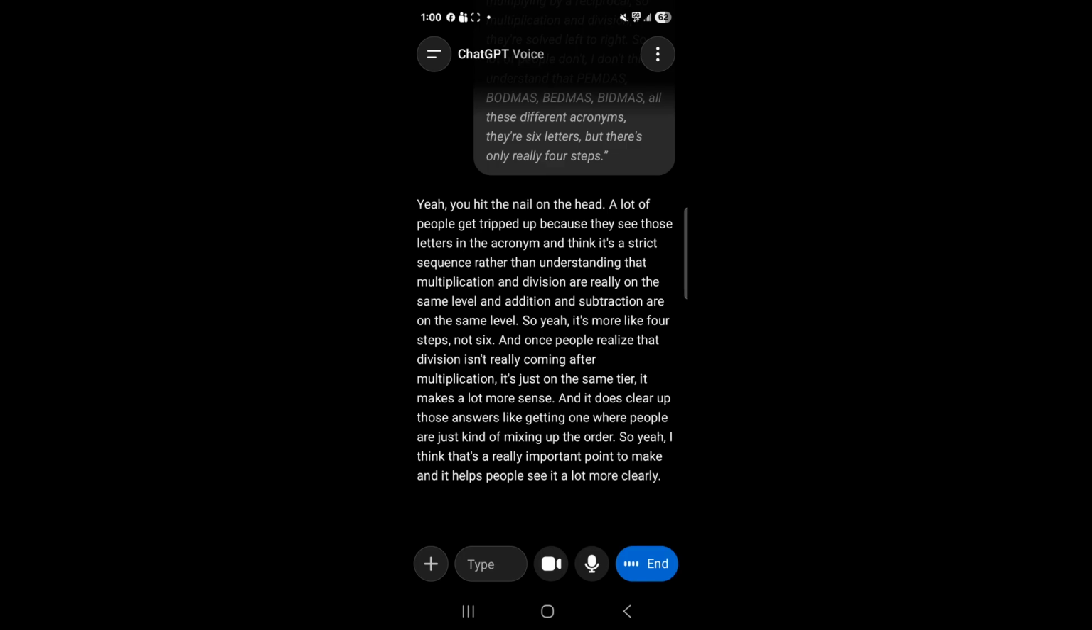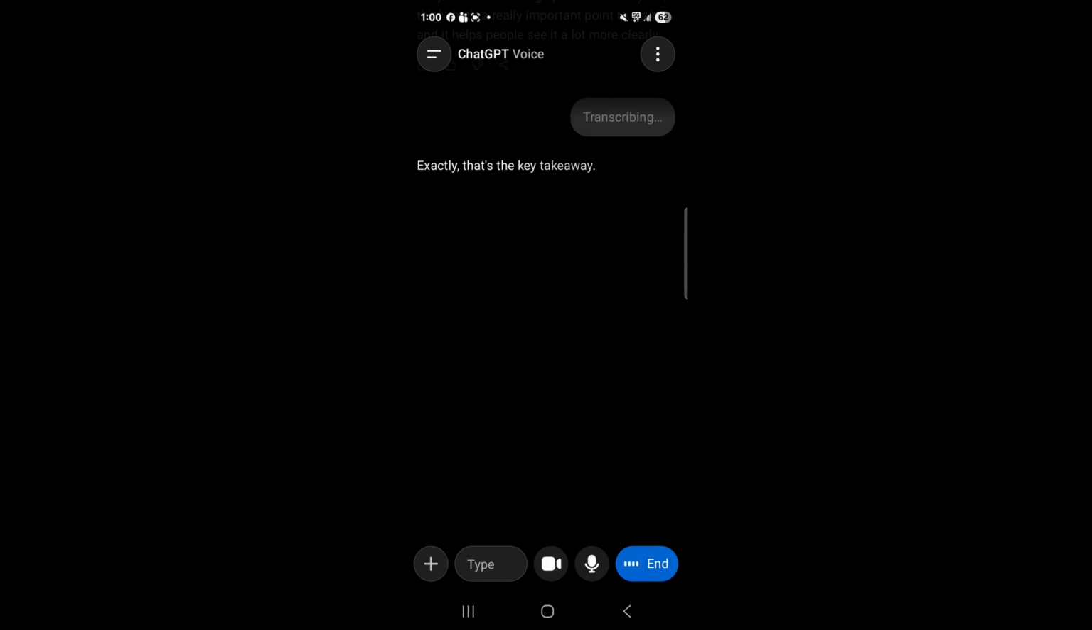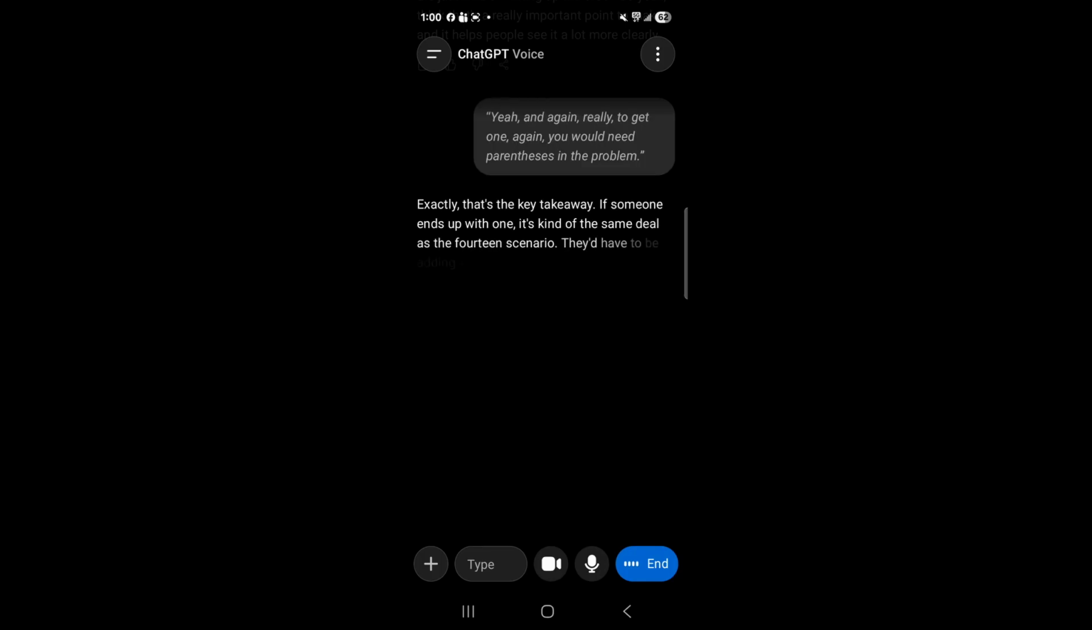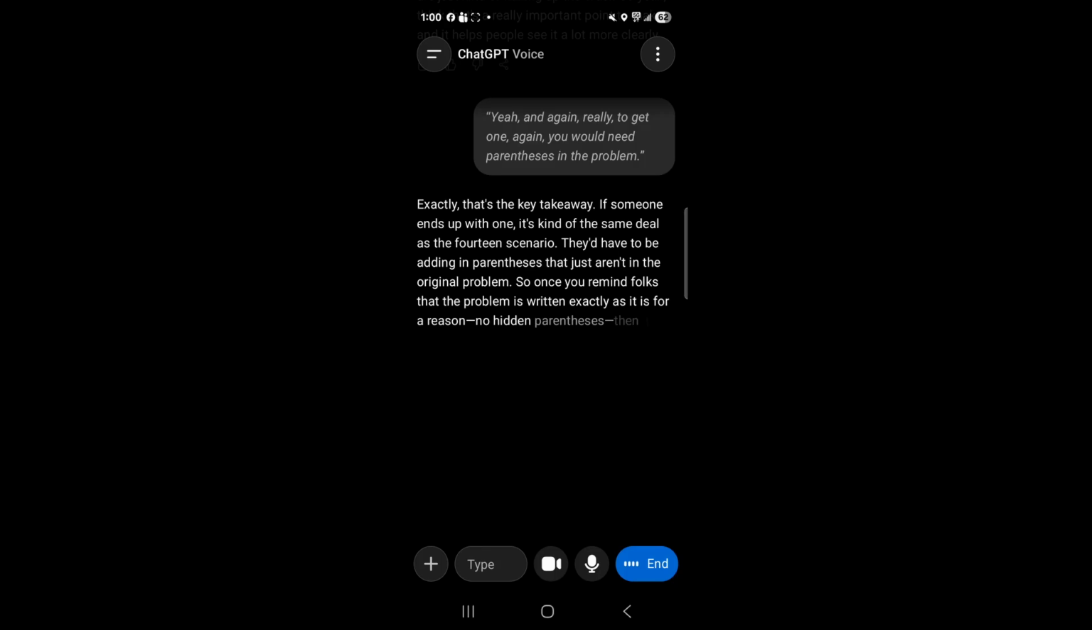Yeah, and again, really, to get 1, you would need parentheses in the problem. Exactly. That's the key takeaway. If someone ends up with 1, it's kind of the same deal as the 14 scenario. It'd have to be adding in parentheses that just aren't in the original problem. So once you remind folks that the problem is written exactly as it is for a reason, no hidden parentheses, then it usually clicks. So yeah, it just goes to show that once people understand the rules as they've always been, it makes a lot more sense.